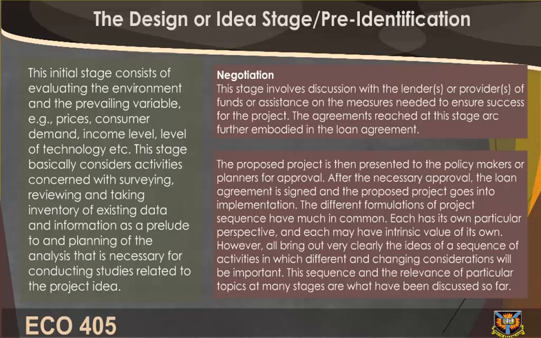Negotiation. This stage involves discussion with the lenders or providers of funds or assistance on the measures needed to ensure success for the project. The agreements reached at this stage are further embodied in the loan agreement. The proposed project is then presented to the policymakers or planners for approval. After the necessary approval, the loan agreement is signed and the proposed project goes into implementation.